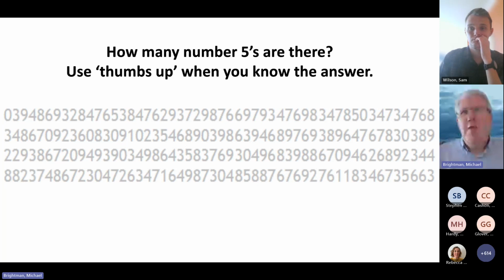Because this time it's taking a lot longer to find the answer to the question, how many number 5s are there? Once you do know, signal by doing thumbs up.